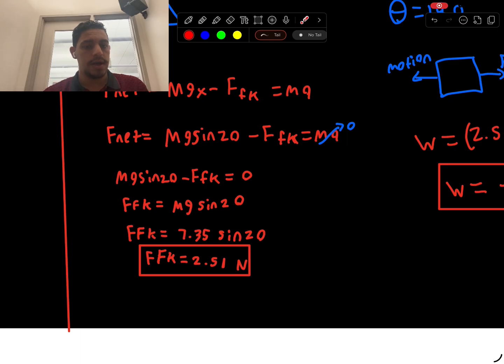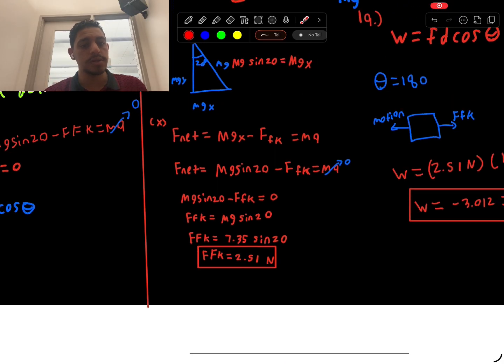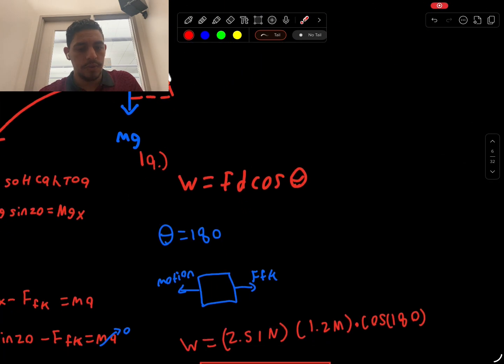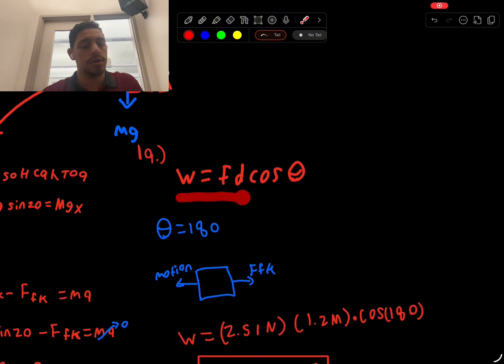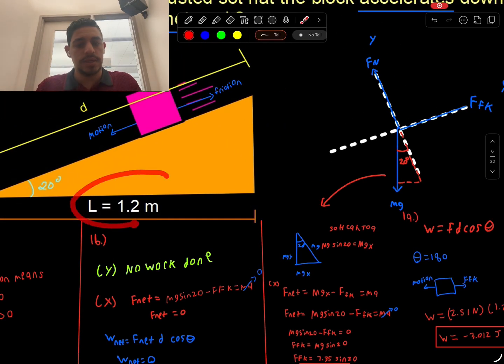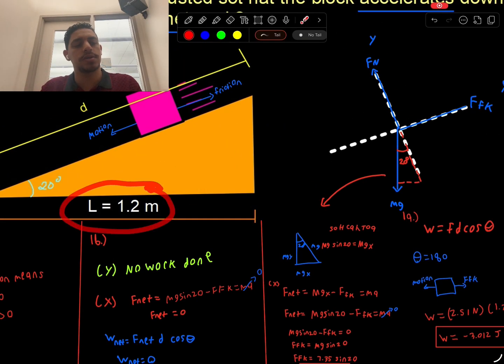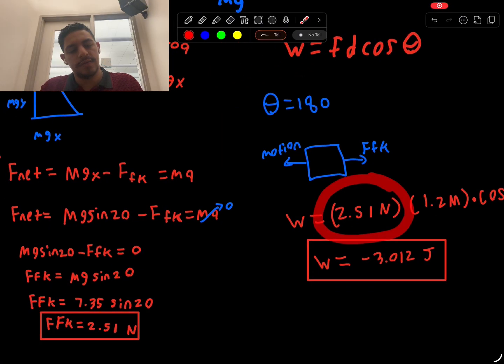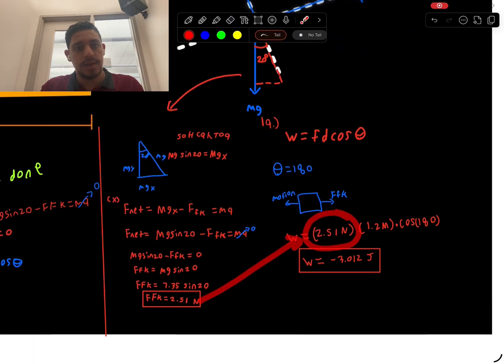Great. So now what do we do with this, right? Let's go back to what the problem was asking. How much work is done by the force of friction on the block as it slides the total length of the plane, right? What's our work equation? Remember, work is equal to force times distance times cosine theta, okay? So what we need to figure out, one, is what is the distance? Our distance is right here. It says the entire block is 1.2 meters. That's where we get this, right? And then our force is 2.51 newtons, which we got from here. So now everything's kind of coming together.